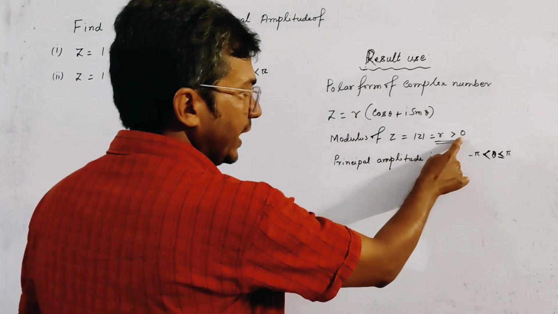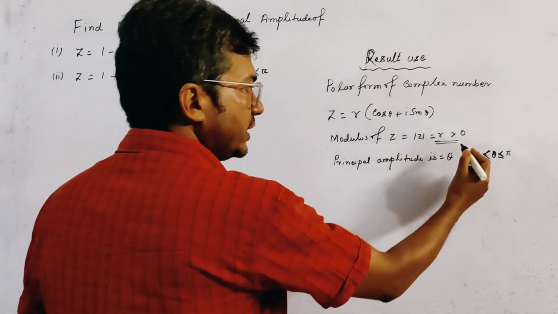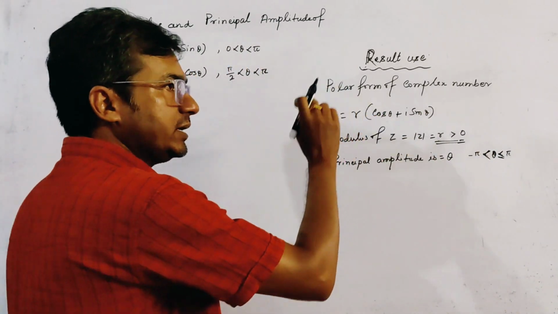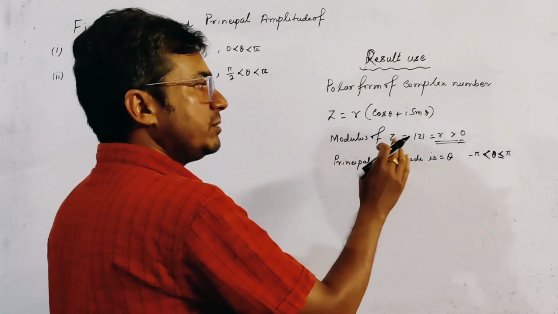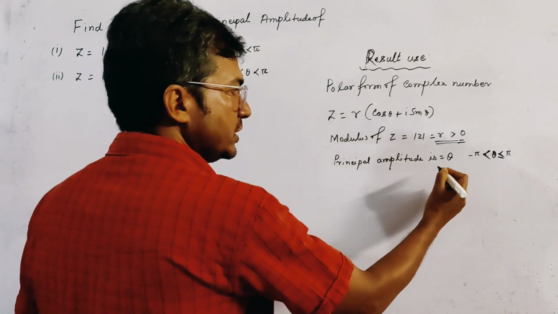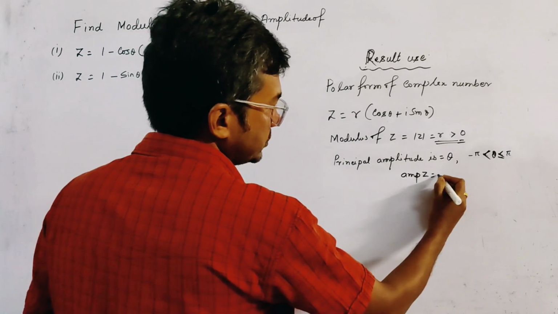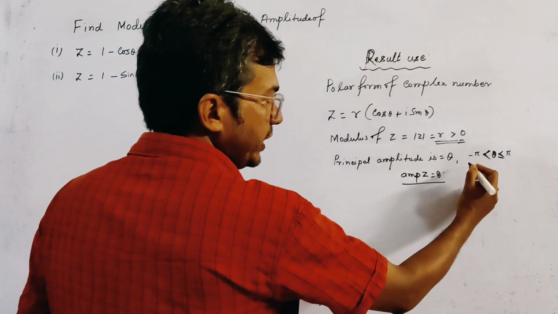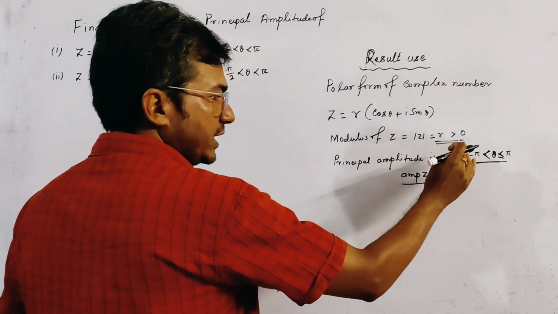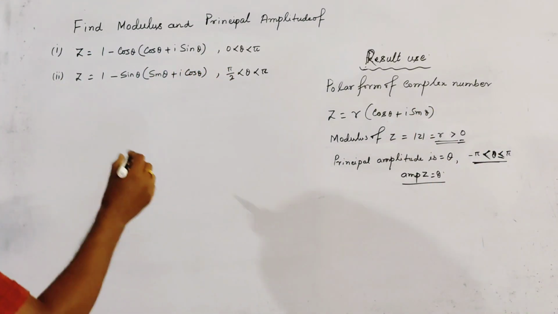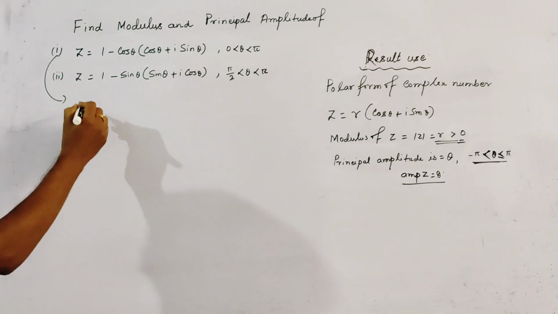This is r, and it is obviously always greater than 0. Okay, and this theta, that is the angle, is said to be the principal value of the amplitude. This is denoted by amp z, and it is equal to theta when the range of theta lies between minus pi to pi. Okay, now we take here the first problem.